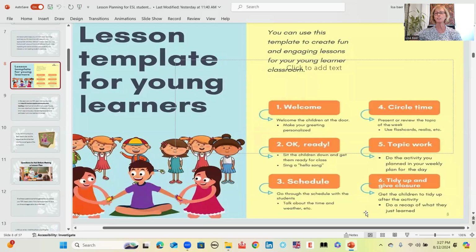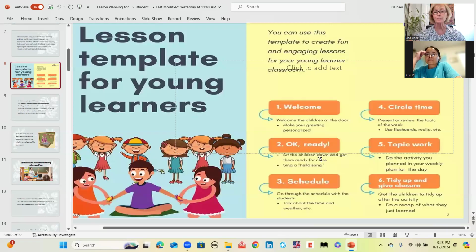So this could look like you welcome the class, welcome the children at the door, make your greetings personalized, get ready, sit the children down, get them ready. So all of this, usually you don't have to go through, but when you're talking about young learners, this is something that you have to deal with.